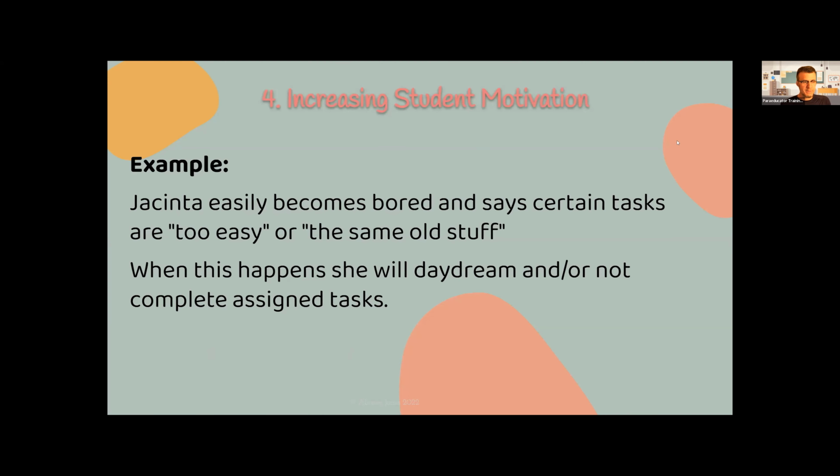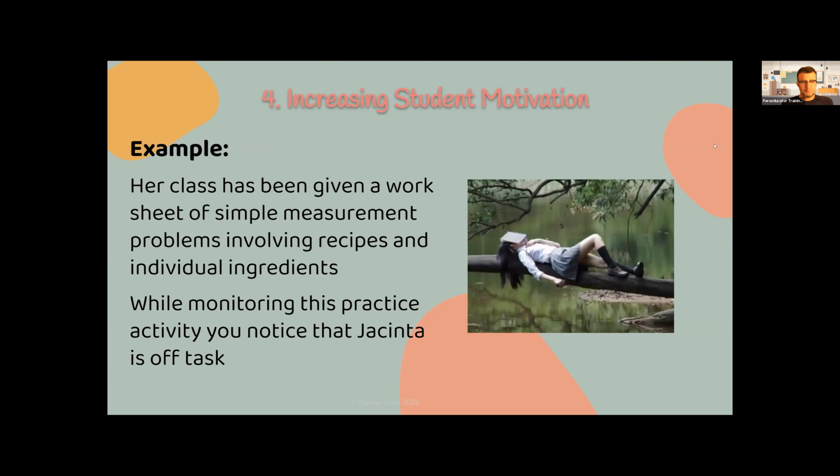Here's an example. Jacinta easily becomes bored and says certain tasks are too easy or the same old stuff, right? I don't want to read about the lions and tigers again. When all this happens, she will daydream. Sometimes she doesn't complete the assigned tasks because she's too bored. Well, what do we know about Jacinta?